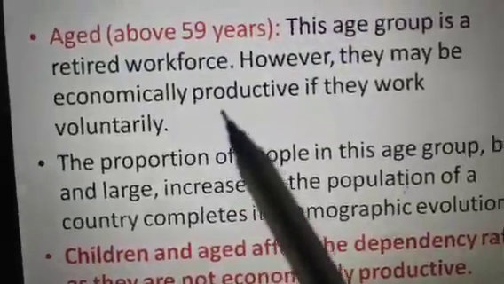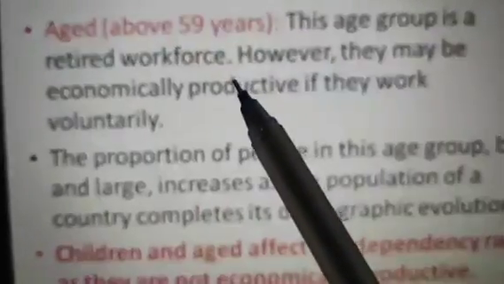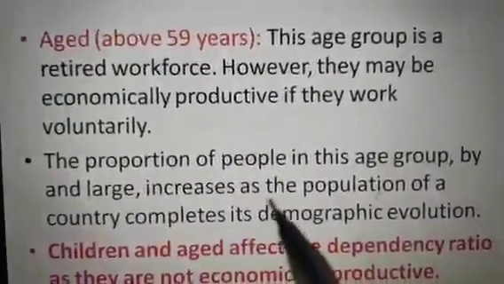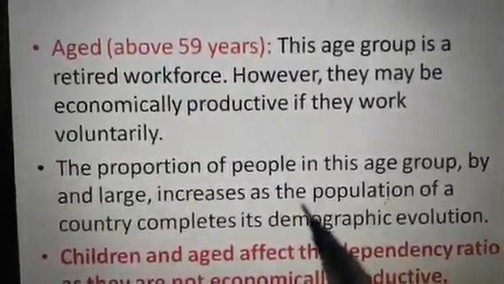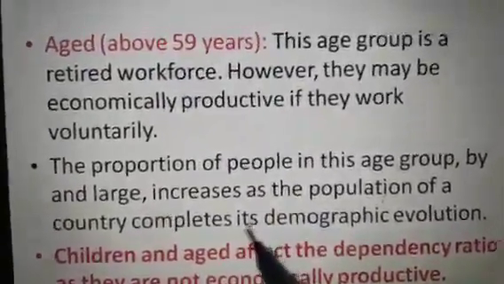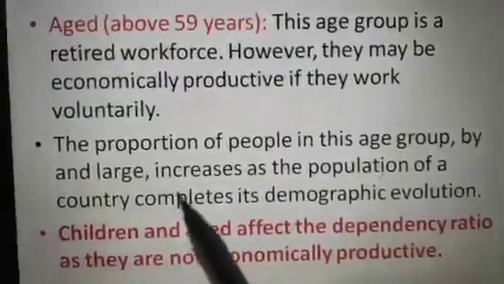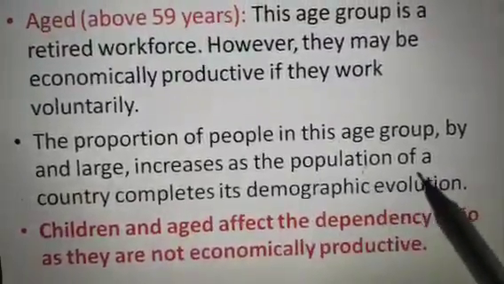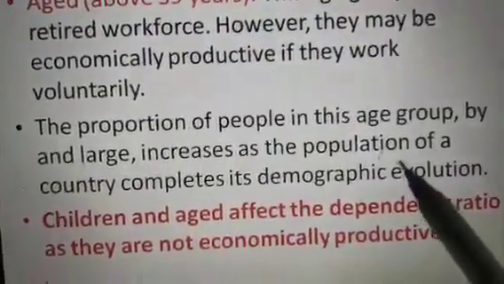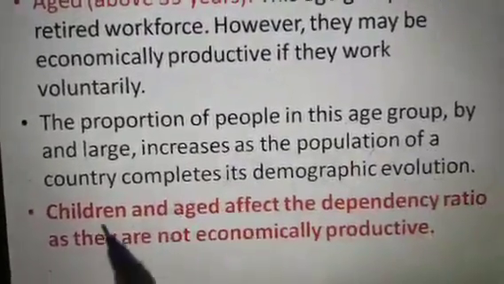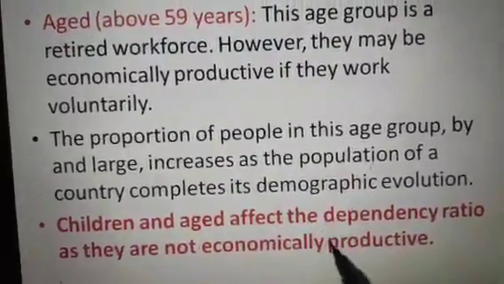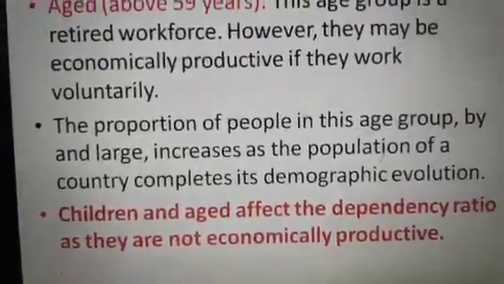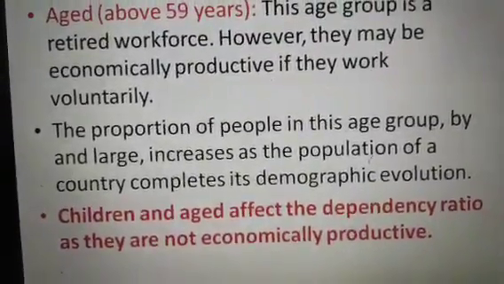In many developed countries, after retirement, people used to work, for example in Japan or America. But in India, there is no scenario of retired persons working, except a few re-employment schemes in government services. So the proportion of people in this age group by and large increases as the population of a country completes its demographic evolution. So we can say that children and aged affect the dependency ratio as they are not economically productive. So this is the conclusion of the demographic feature.